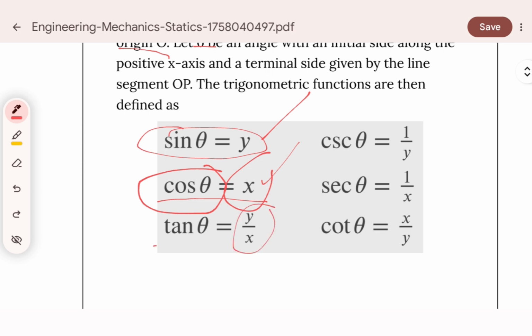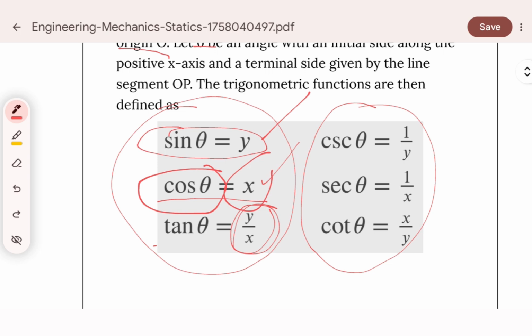Why? Because tangent is simply sine over cosine. Right? The tangent is simply equal to the sine of theta divided by the cosine of theta. And the sine of theta is y. The cosine of theta is x. So it is y over x. From these three functions, you can derive these other three functions.